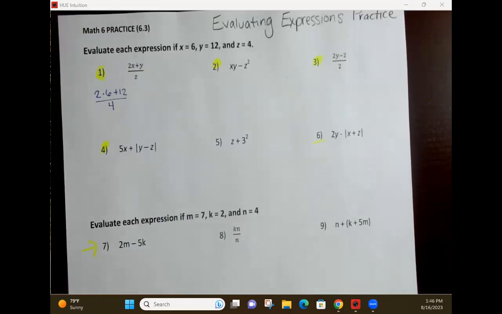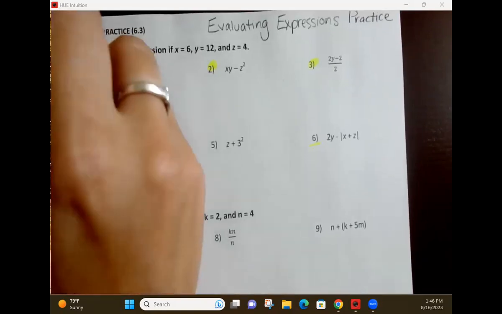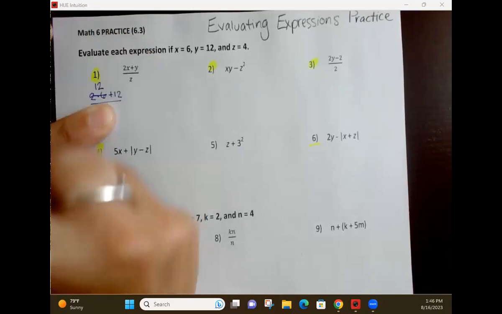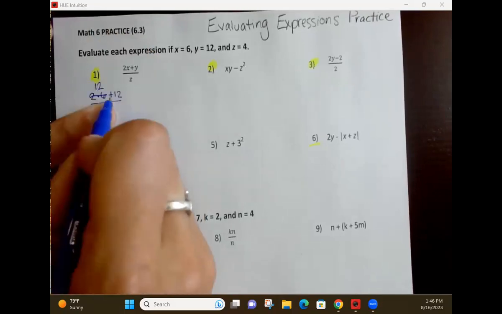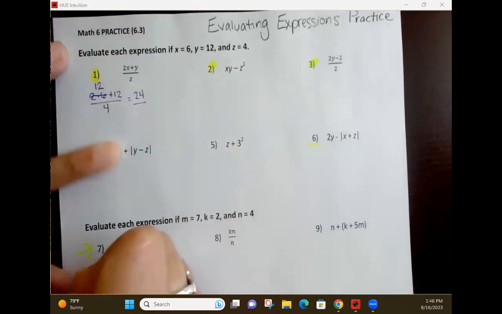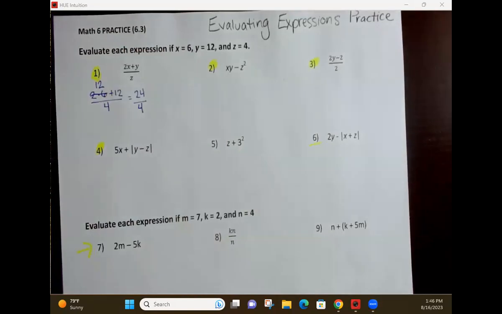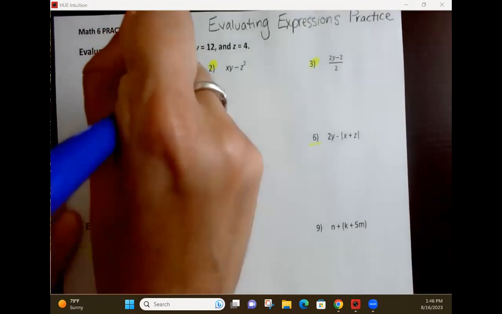Okay. So on number 1, we're going to start with the top. We're going to treat it like parentheses because there's more than one thing to do there. So just looking at the top, what should I do first? The multiplication. 2 times 6 is 12. And then 12 plus 12 gives us 24. Now we can take a look at our division. 24 divided by 4 gives us 6. Good.